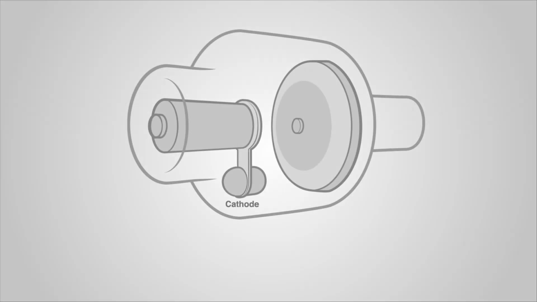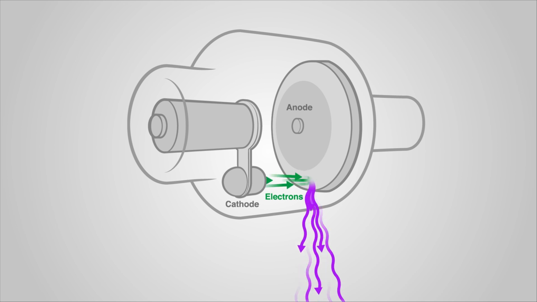The cathode is heated to cause the release of electrons. These are accelerated by a high voltage towards the anode, which is positively charged relative to the cathode. This whole process needs to be conducted within a high vacuum. Otherwise, the electrons will strike air molecules and thereby lose their energy before they reach the anode. When the high energy electrons strike the anode, they release energy.